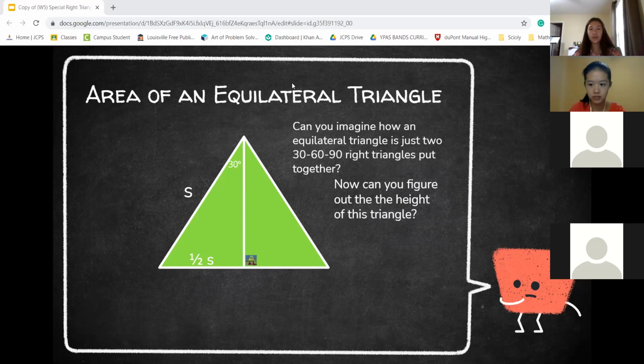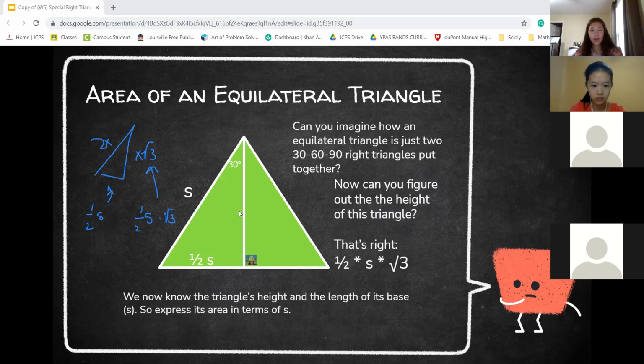Yeah, so now remember that when I had the same thing with 2x, x, then it'd be x root 3, right? So right now x is 1/2 s. So now this would be 1/2 s times root 3. So now we can use the height and the length of its base to find its area.